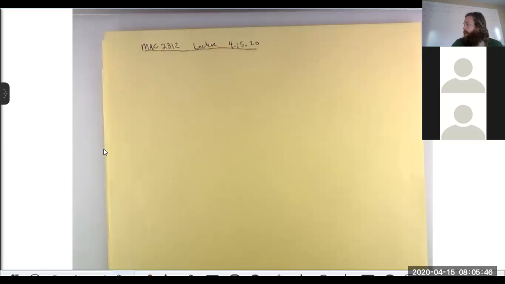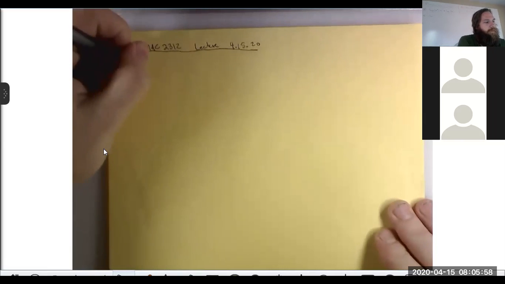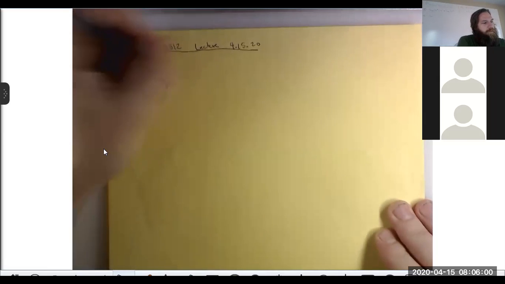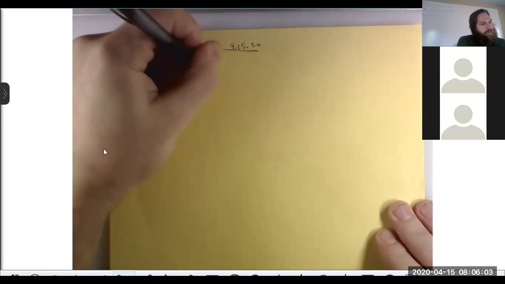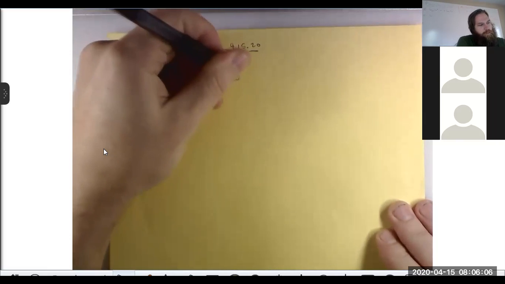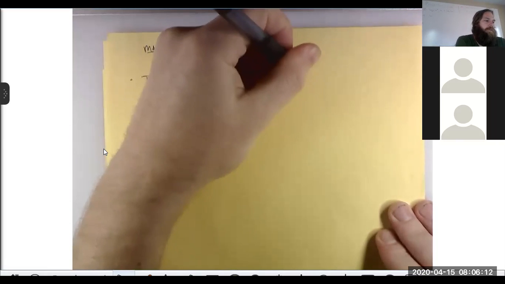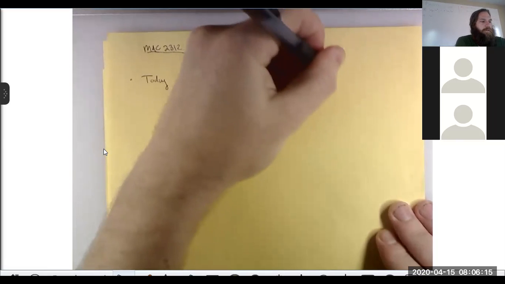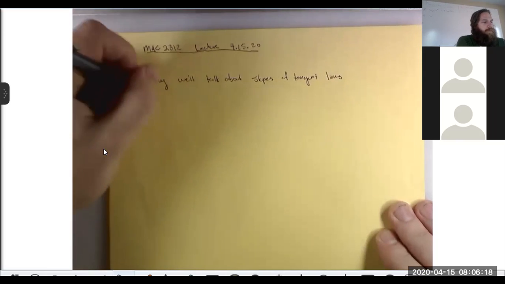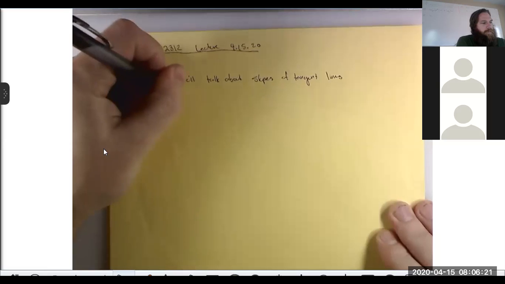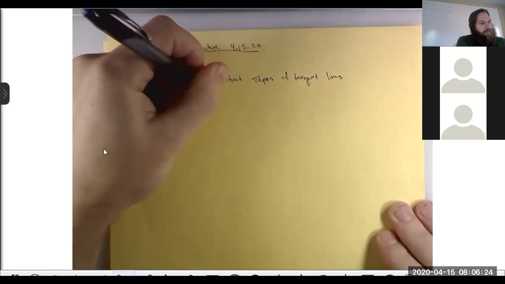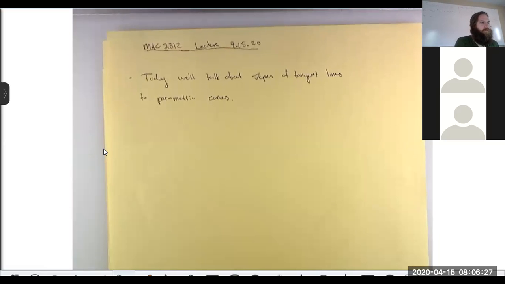Today we're going to talk a little bit more about parametric curves. In particular, today I'm going to show you how to do calculus with parametric curves. And what I mean by that is slopes of tangents, right? First derivative stuff.